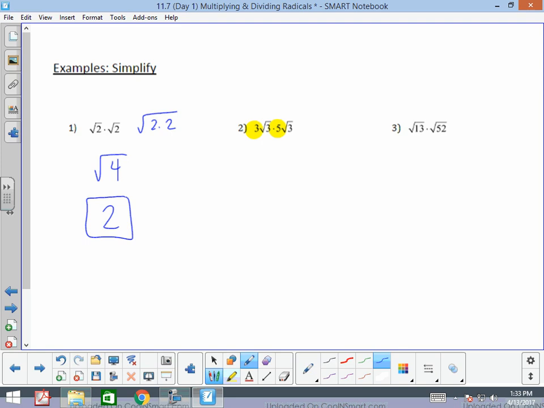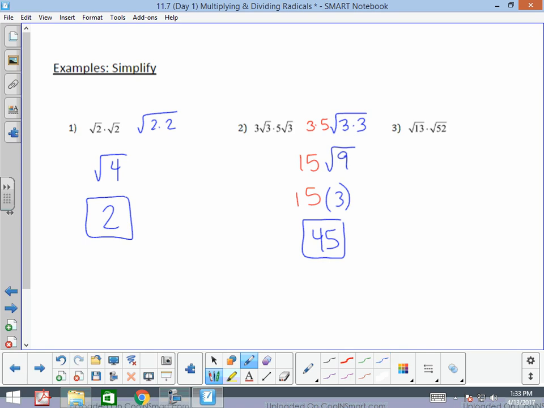So 3 times 5 is multiplied on the outside. On the inside, we're multiplying 3 times 3. So on the outside, 3 times 5 is 15. On the inside, square root of 3 times square root of 3, that's square root of 9. So square root of 9 is 3. So multiply those two numbers together, and we get 45.